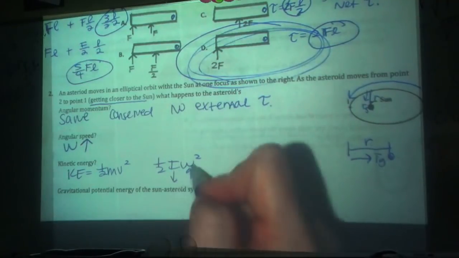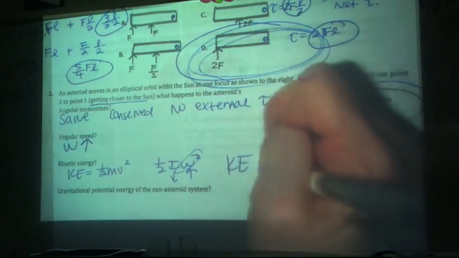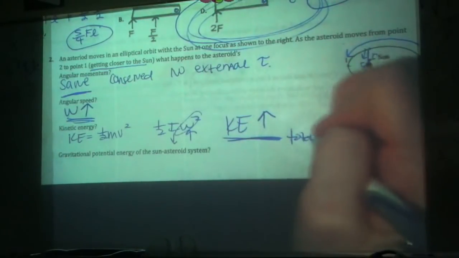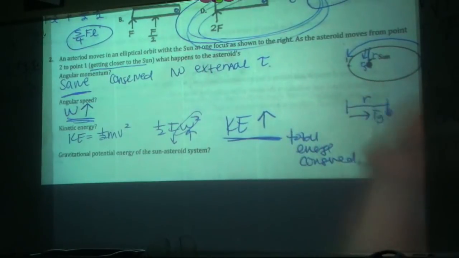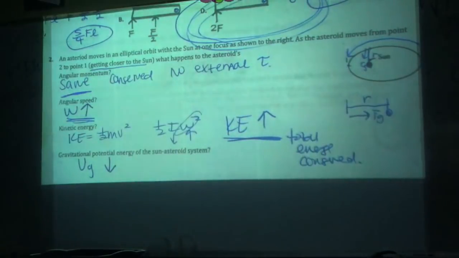This might have decreased, but omega is squared, so it wins. So the kinetic energy is going to increase because it is getting faster. And then we know that total energy is conserved. So if your kinetic energy increases, that means that your potential energy must have decreased. Trust your conservation laws.